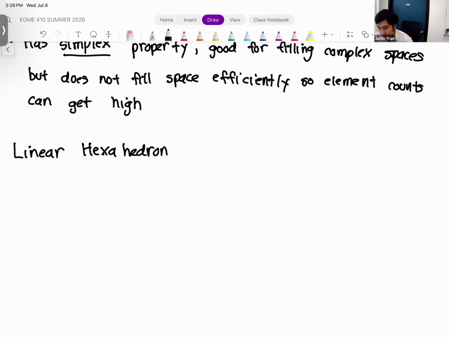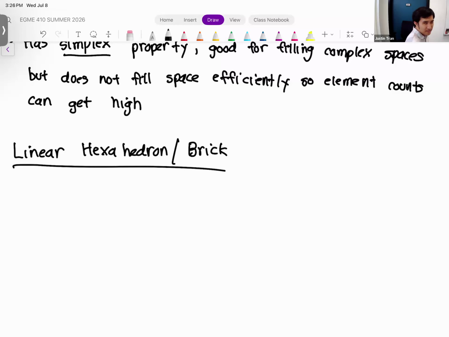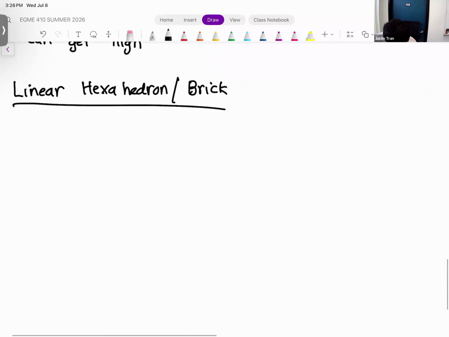It's also sometimes called a brick. Sometimes people call it a brick, and it's kind of fun because it is a brick. But it's so different than hexahedron. It sounds a lot more casual. Okay? So our typical hexahedron element looks like this, and so it's just a box.